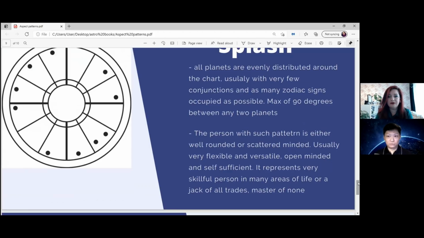Just wanted to mention as well that these people are very intelligent and they're very curious, but they can also be very scattered. They might find it hard to concentrate on one thing, and they might find it hard to be masters of one thing, and that's why I have put here in my bullet points that they can be something like jack of all trades and master of none.